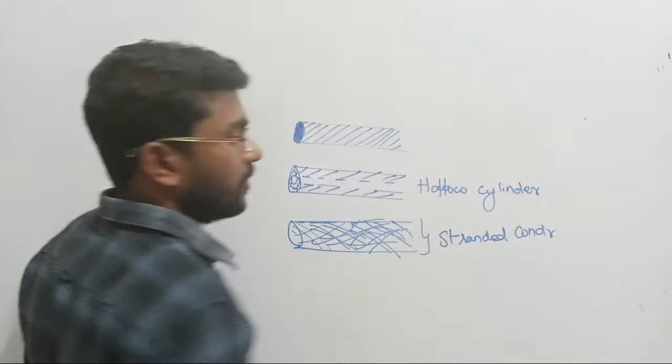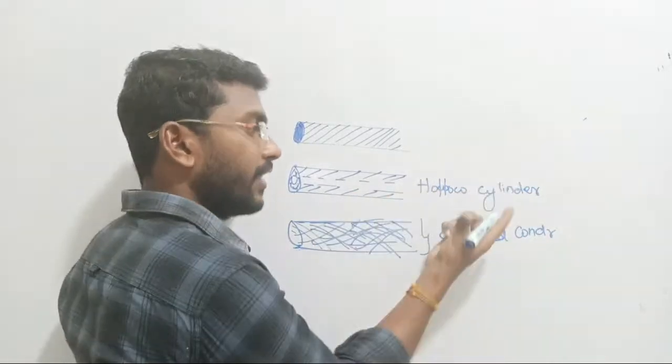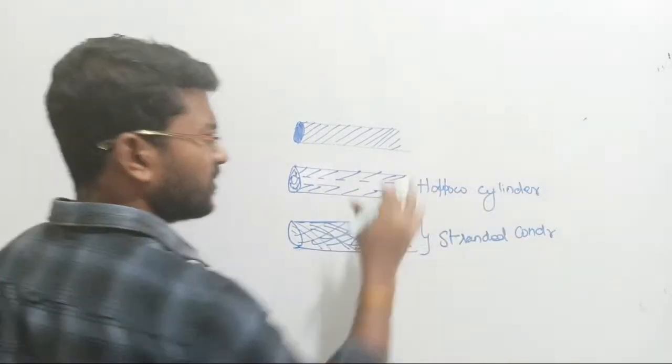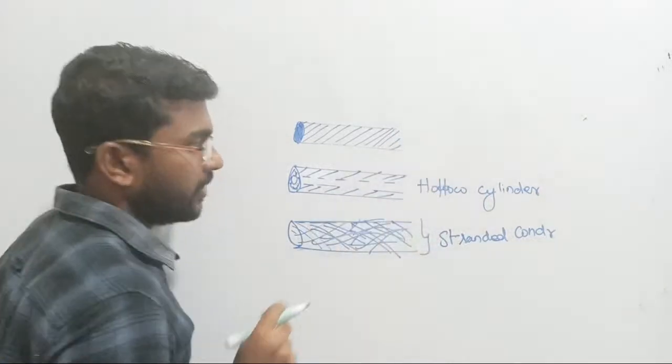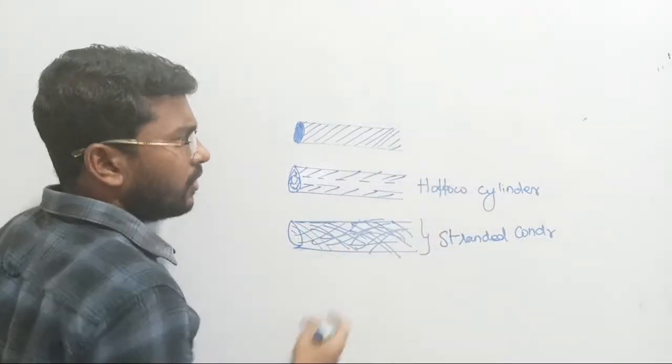Actually, I am a little weak in English. I might make some mistakes while writing the statements. Spelling mistakes or not, please correct them yourself, because that is not a big deal, right? Stranded connector, hollow cylinder, right?